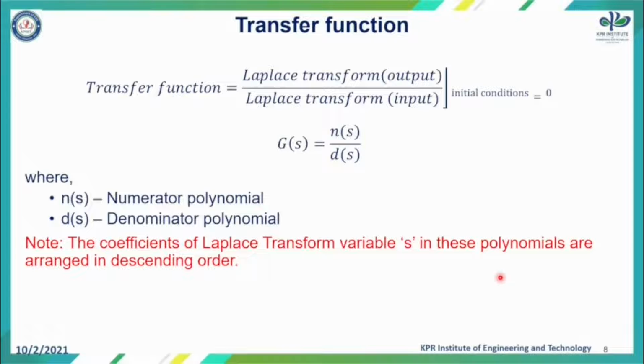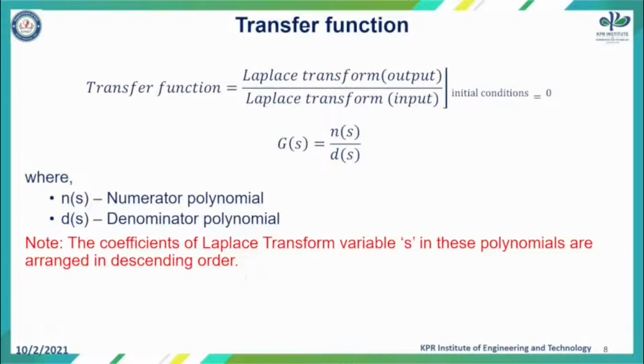The transfer function is defined as the Laplace transform of output divided by the Laplace transform of input when the initial condition is 0. Let the transfer function G(s) be given as a ratio of two polynomials in the s domain. That is, G(s) = N(s)/D(s), where N(s) is the numerator polynomial and D(s) is the denominator polynomial. The coefficients of the Laplace transform variable s in these polynomials are arranged in descending order.